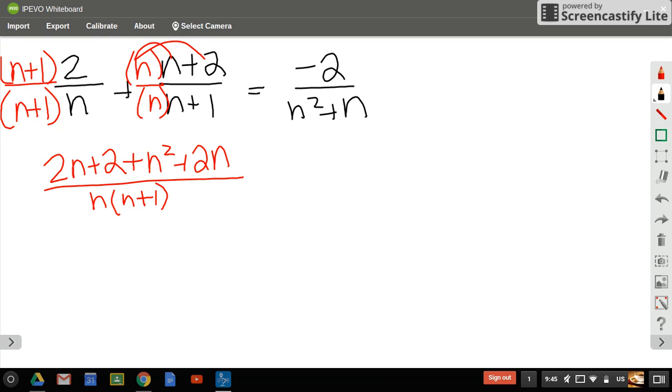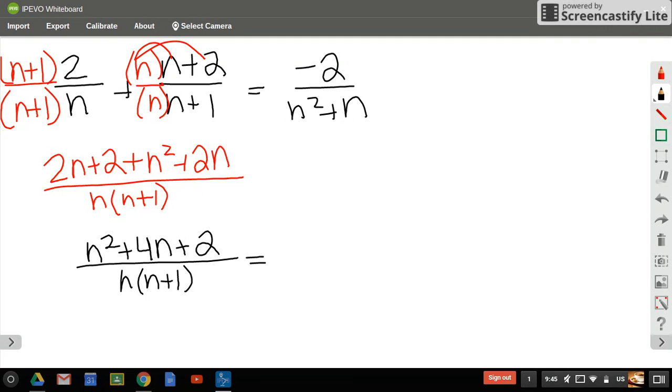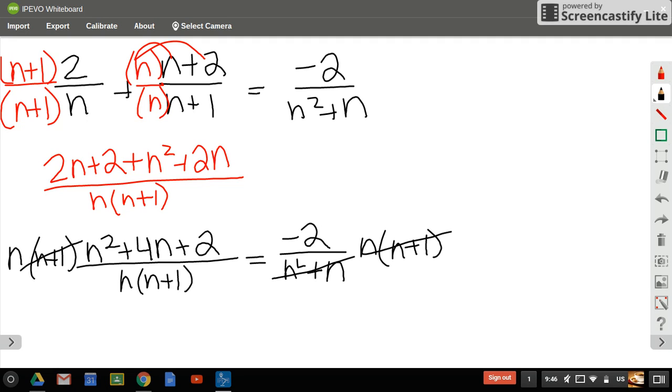If we put this into standard form, we get n squared plus 4n plus 2 over n times n plus 1. So that's our left side now simplified. And over here we have our right side, negative 2 over n squared plus n, which is actually n times n plus 1. So what we can do is multiply by n times n plus 1 to clear both denominators instead of cross multiplying.